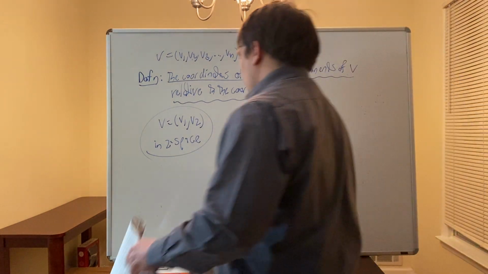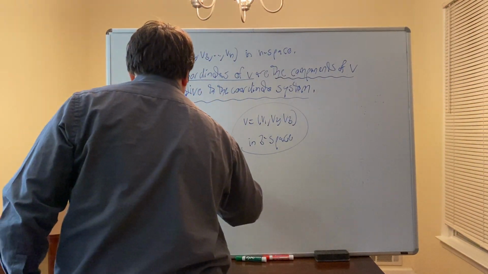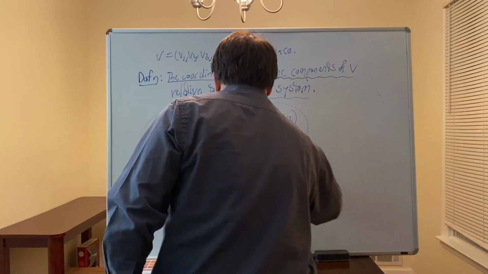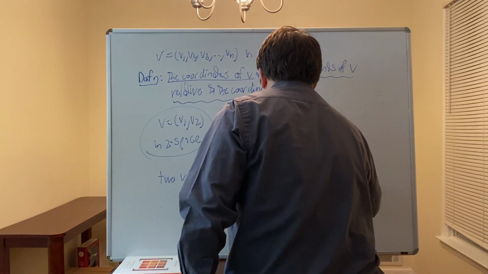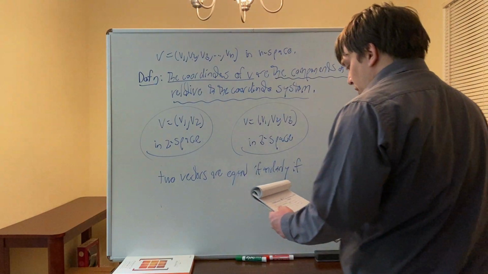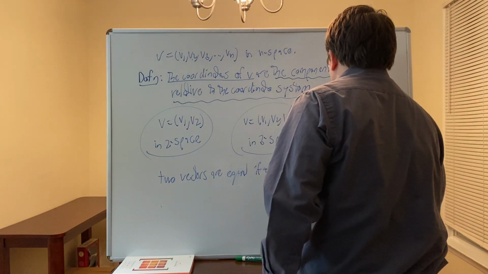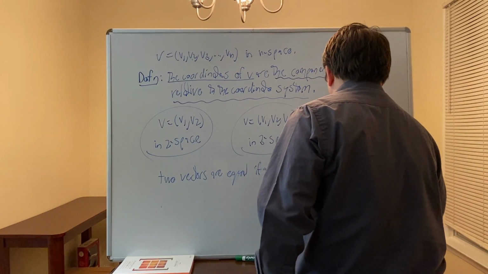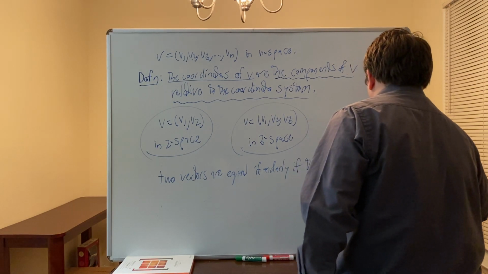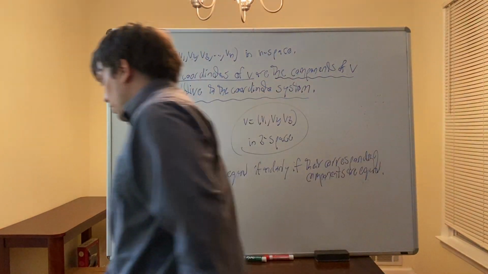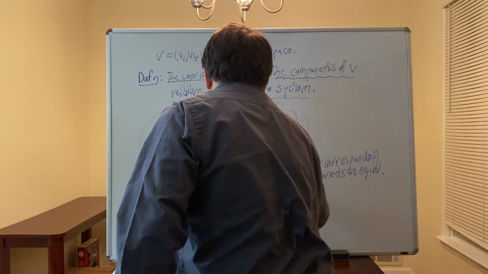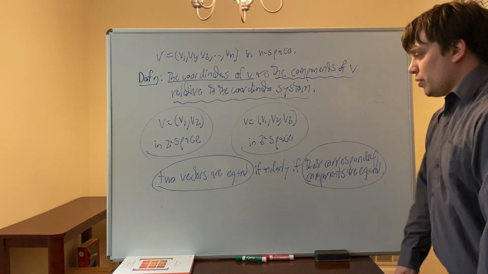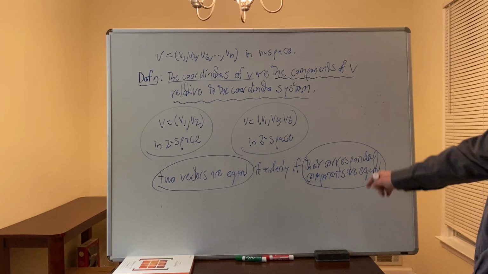Two vectors are equal if and only if their corresponding components are equal. So the statement 'two vectors are equal' has the same truth value as 'their corresponding components are equal.' So two vectors are equal if and only if their corresponding components are equal.